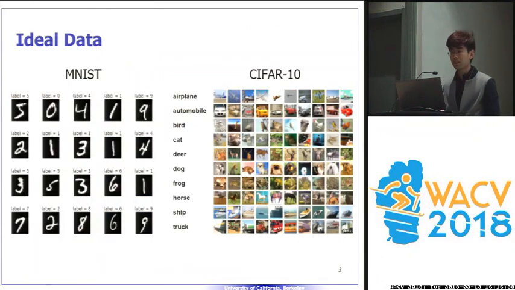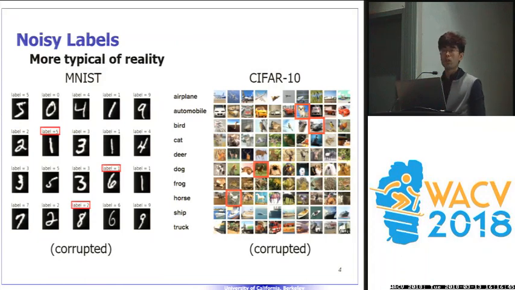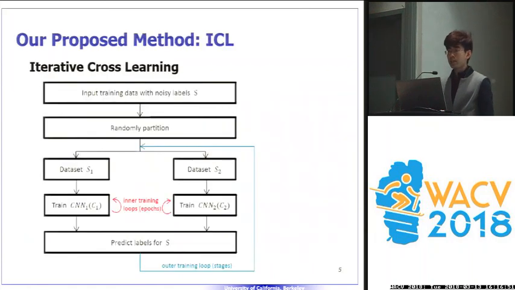And as you all know, these two commonly used datasets are perfect, they are 100% clean. But in practice, the data is more likely to be like this. The labels are not always correct. So we propose our method, ICL.